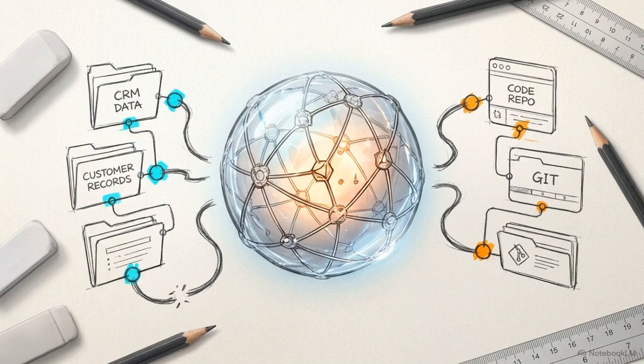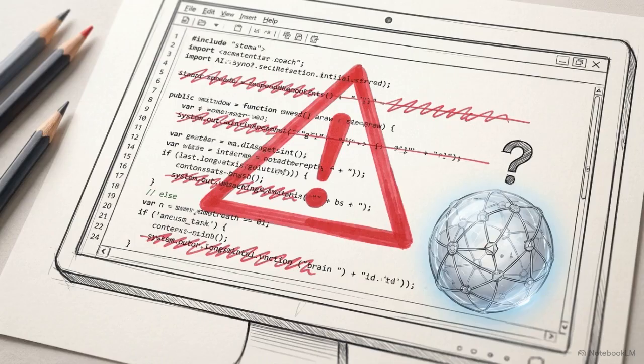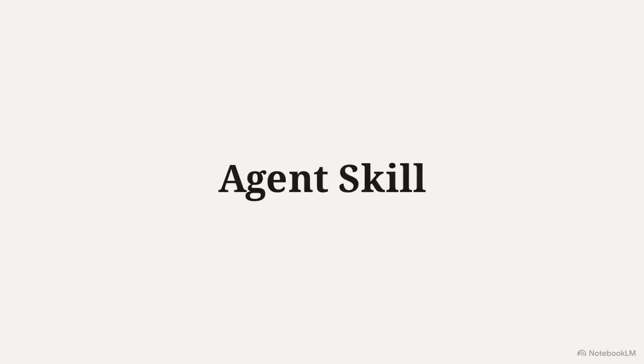Today's foundation models are highly capable reasoning engines, but they share a complete blind spot when it comes to your company's standard operating procedures. If an AI doesn't know exactly how you document code or update your CRM, it will guess, and those guesses lead to errors in production. We fix this gap with an agent skill.